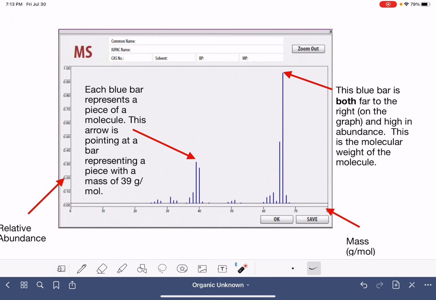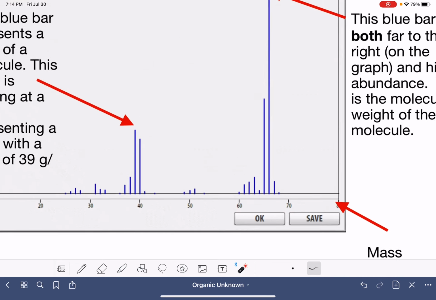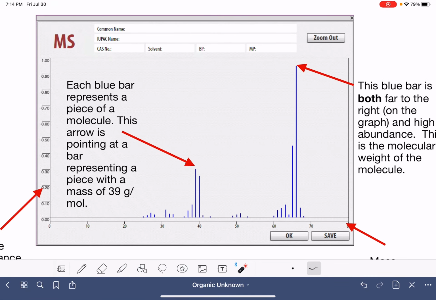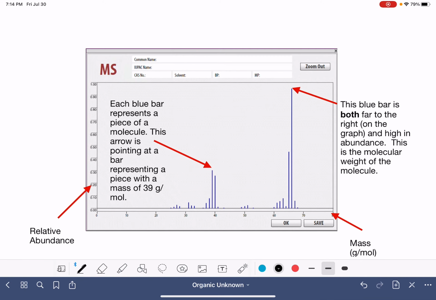Most people, for logical reasons, their eyeballs gravitate towards the largest blue bar and they say, boom, that's my molecular weight. Read down on the axis. This particular large blue bar is showing up at, 1, 2, 3, 4, 5, 66. So this would mean that my molecule's weight was 66 grams per mole. And that occasionally is correct. In this particular case, it is correct. This blue bar here is the molecular weight. 66 grams per mole is the molecular weight of my unknown. But that is not always how it works out. You're not always going to be looking for the largest blue bar on your graph.